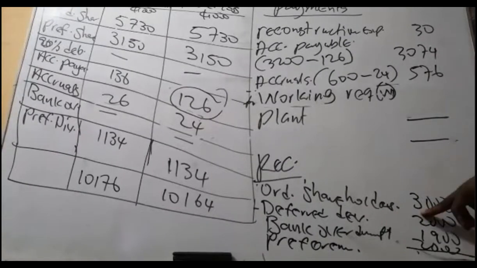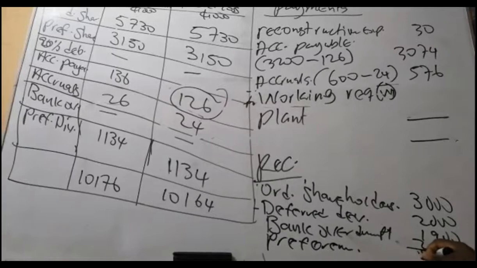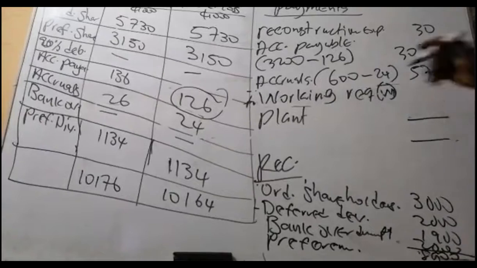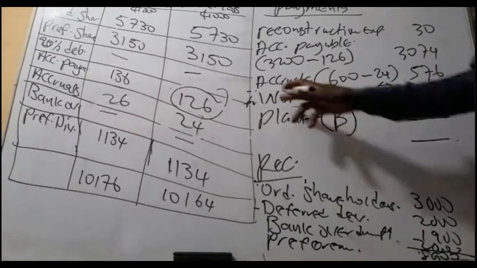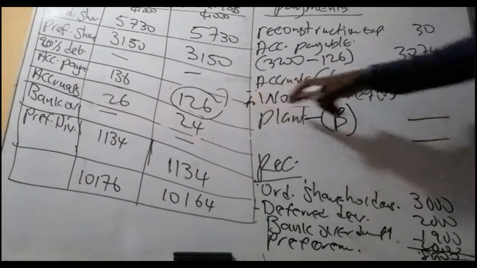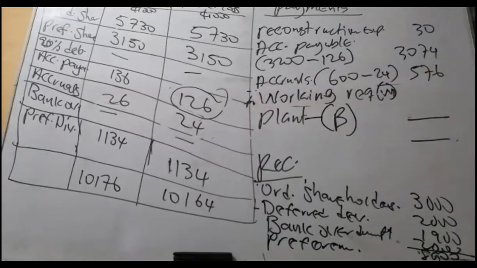So 3,000, 2,000, 5,000, plus 2,000, 7,000. So 8,900. So that's the total amount that we are going to receive. And that's what we are going to use to pay this. Now this one is a balancing figure. But this one we can work for it. So let's go and work for the working capital requirement.